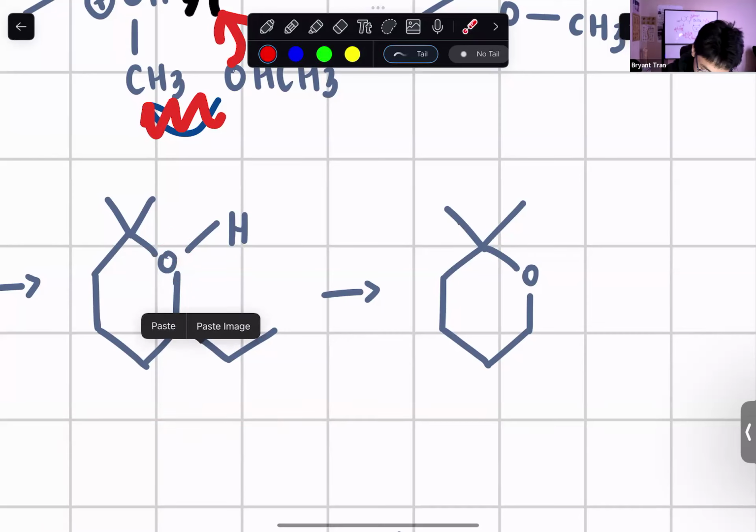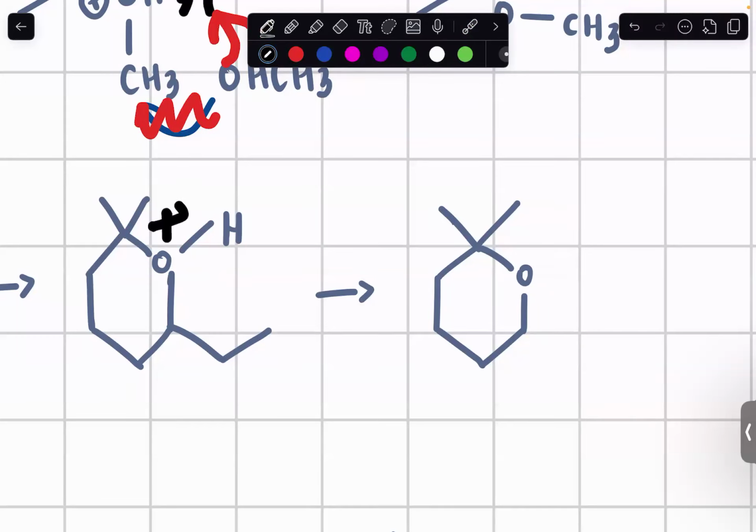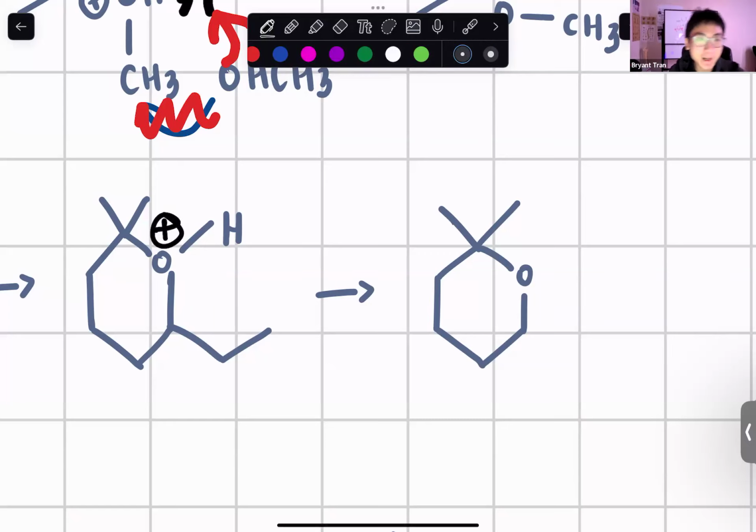Formal charge of +1, because this oxygen has 3 bonds and 1 pair of electrons. And Helix always emphasizes that you really should put the plus there. Yes, I forgot. That is very important for mechanisms, especially.